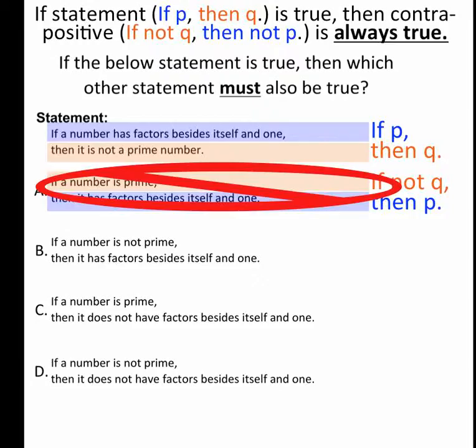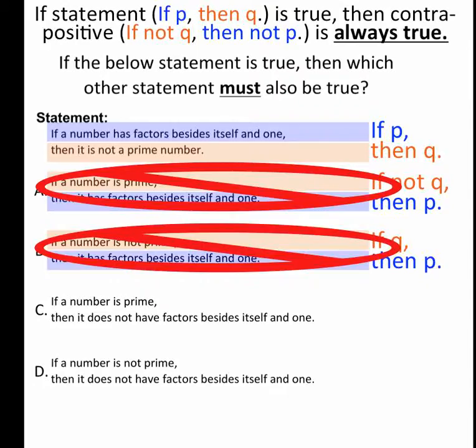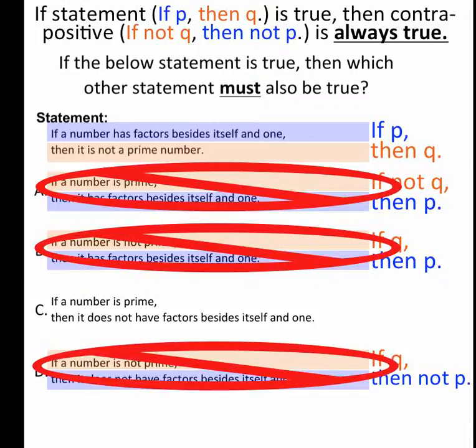The next statement says, if a number is not prime, well, that's the same thing as Q, if Q. And I'm looking for if not Q, so I know that this can't be my contrapositive. This one is if Q, then P. That's not my contrapositive. The next statement I'll look at is D. If a number is not prime, again, that's my Q, if a number is not prime. So if Q, then not P, again, not my contrapositive.